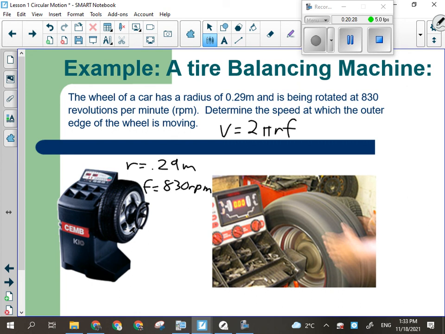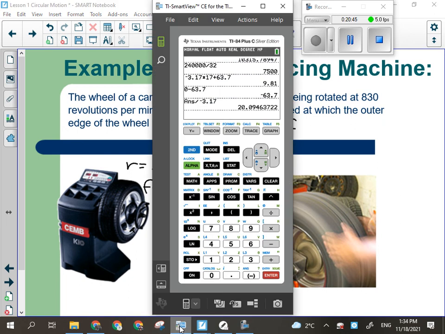So how do I get revolutions per minute to be revolutions per second? Divide by 60 or multiply by 60? Divide by 60. It'd be a lot less revolutions per second than it would per minute. Should be a smaller number. So 830 divided by 60. This thing is rotating at 13.8 revolutions per second. The tire is going around and around 13.8 times every second, so it's moving fast.